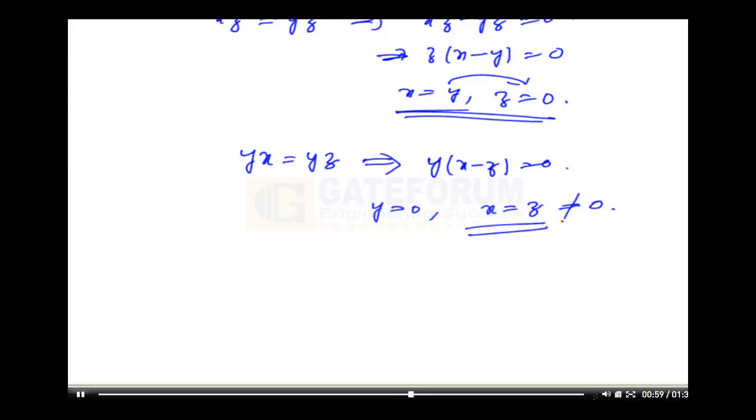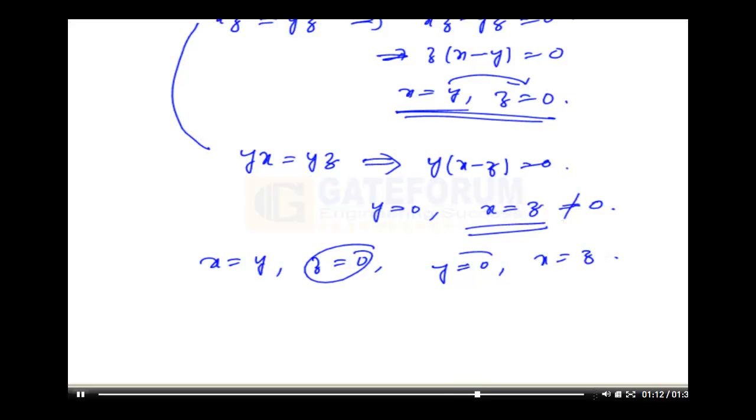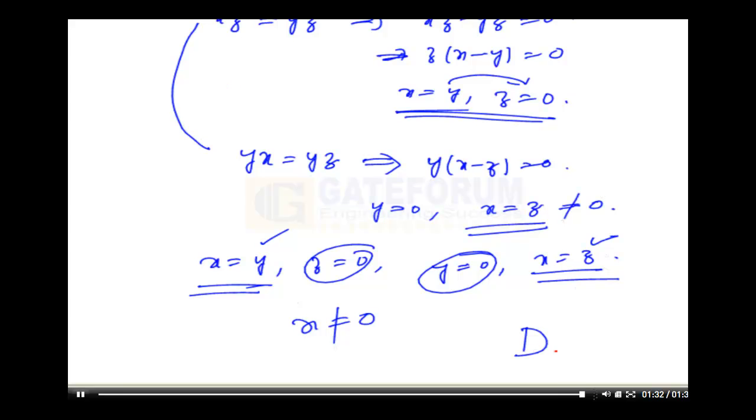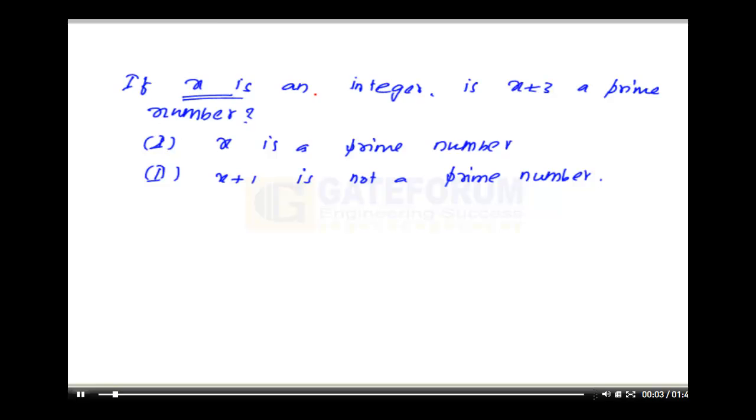Now let us combine both the statements. From both the statements we have X equals Y, Z equals 0, Y equals 0 and X equals Z. Here Z is 0, Y is 0, but X may be 0, may not be 0. It purely depends on Z and Y. So depending on the values of Y and Z, this X will vary. So X may be 0 or may not be 0. So by combining these two statements also, we cannot answer this. So option D.